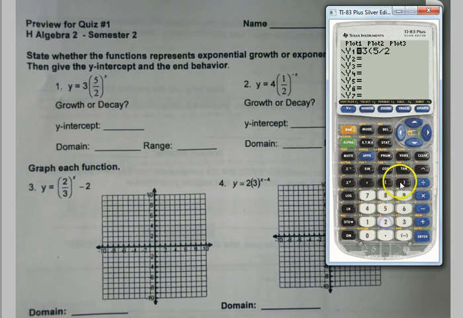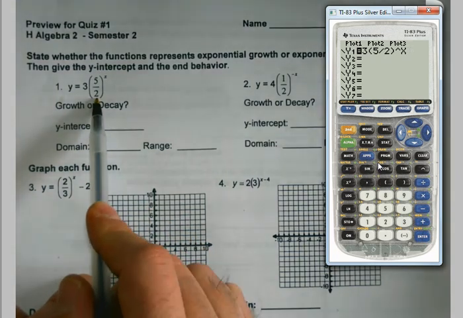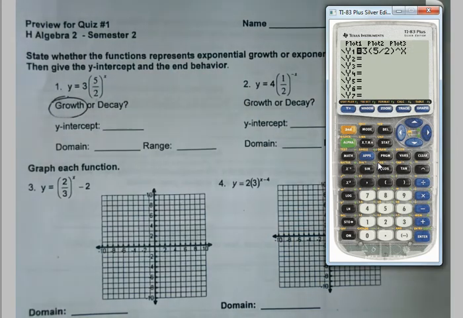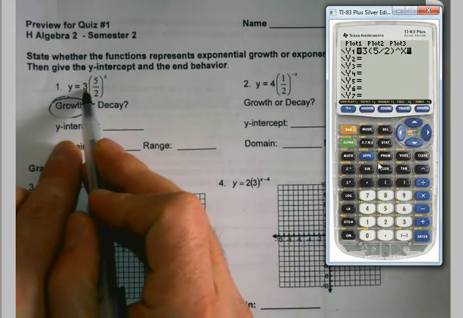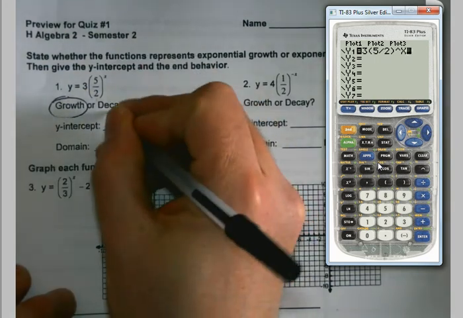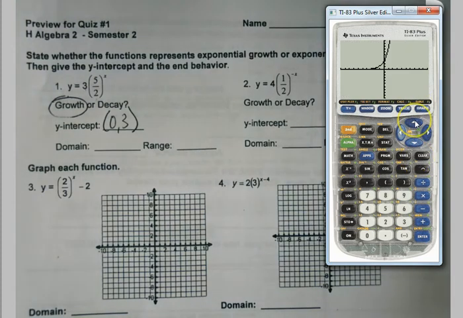Before I look at the graph, what could I do to figure out if this is growth or decay? Look at the b value. So what's that tell me? It's growing, okay? It's greater than 1, so it's growing. I also should be able to tell what the y-intercept is before I ever start, because there's a direct relationship, unless there's a shift, between my a value and the y-intercept. Now let's see if I'm right.